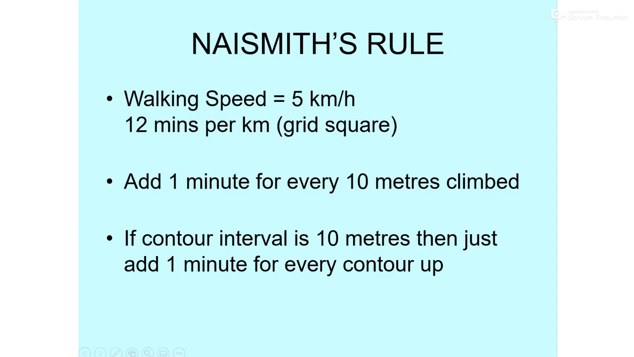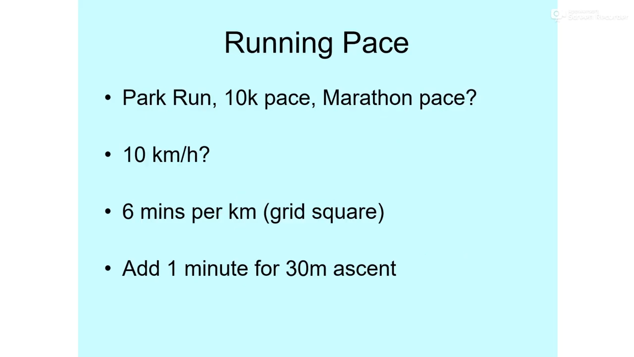It's a bit different if we're running, because we're going at different paces. So we might want to consider what pace we are running at. Are we doing parkrun pace, 10k pace, marathon pace, ultramarathon pace? Is it a short fast fell race where we just blast up and down again, or is it something like Ennerdale or Wasdale where you're going to be out for hours and hours? But there's still a reasonable sort of formula that we can use.